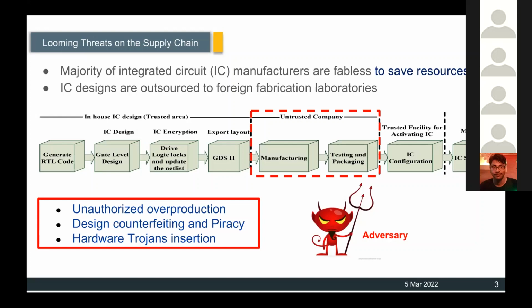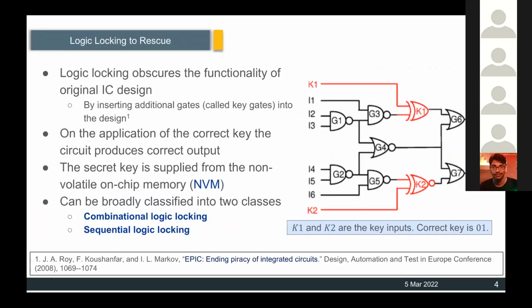This motivates hardware designers to look into a solution called logic locking. The idea of logic locking is that when you fabricate the chip, there is an inherent encryption done on the netlist.